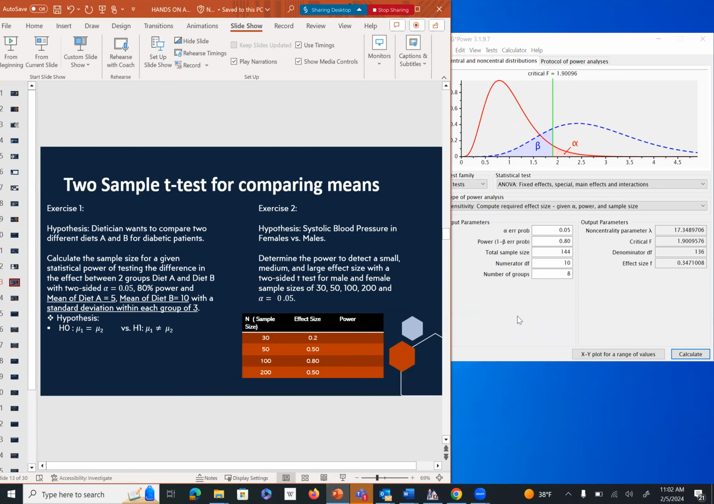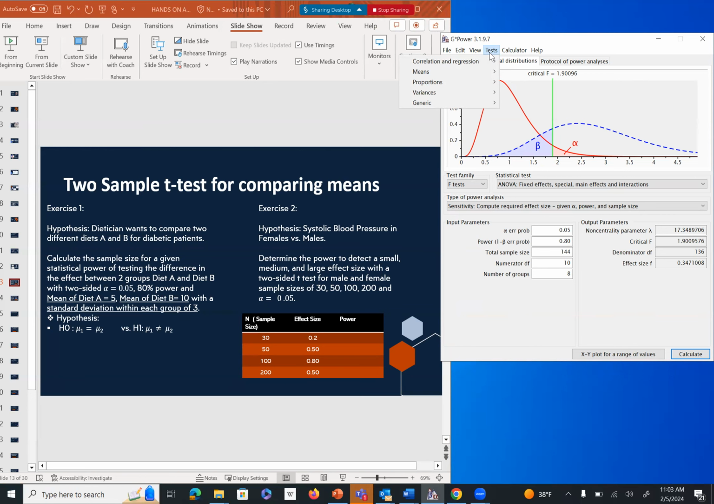Okay, so let's say this is an example. For exercise 1, our hypothesis here is that the dietitian wants to compare two different diets, A and B, for diabetic patients. So there's a sample of diabetic patients with diet A and diabetic patients with diet B. Here we will go on our test. We know that this is a two-sample t-test. We're looking to compare two samples here.